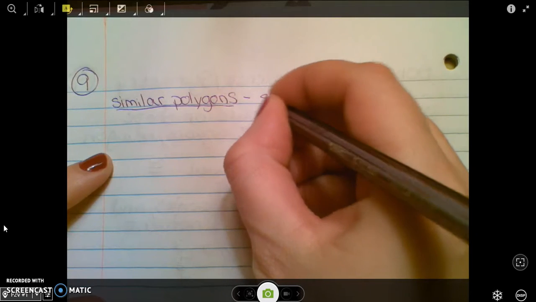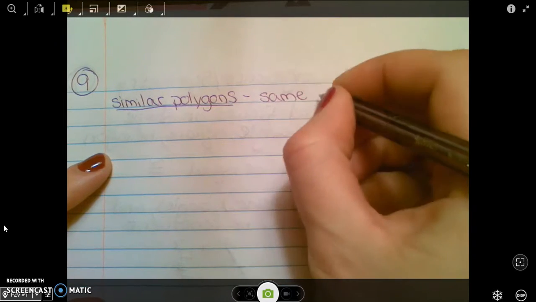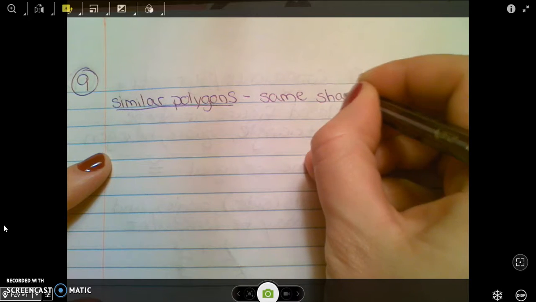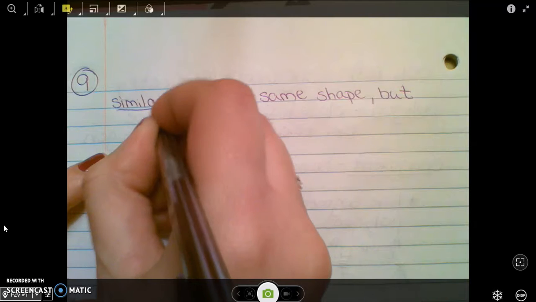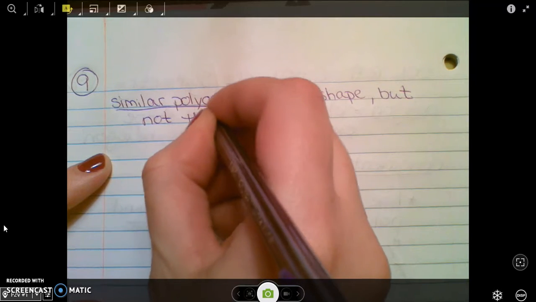Alright, so similar polygons, similar figures, similar shapes. They are going to be the same shape, but not the same size.